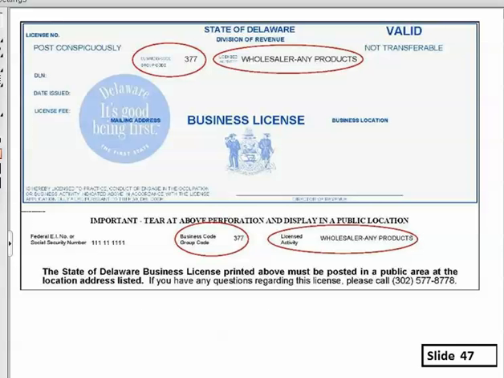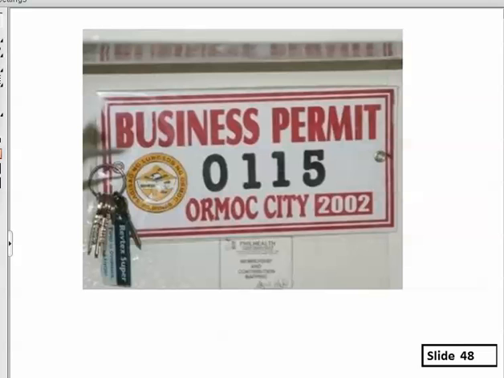There are licenses that are required. Most states require every business in their state to be licensed. Oftentimes cities require licenses too, or what they call a business permit. So be aware if your particular locality requires it and what your state licensing requirements are for your particular kind of business.